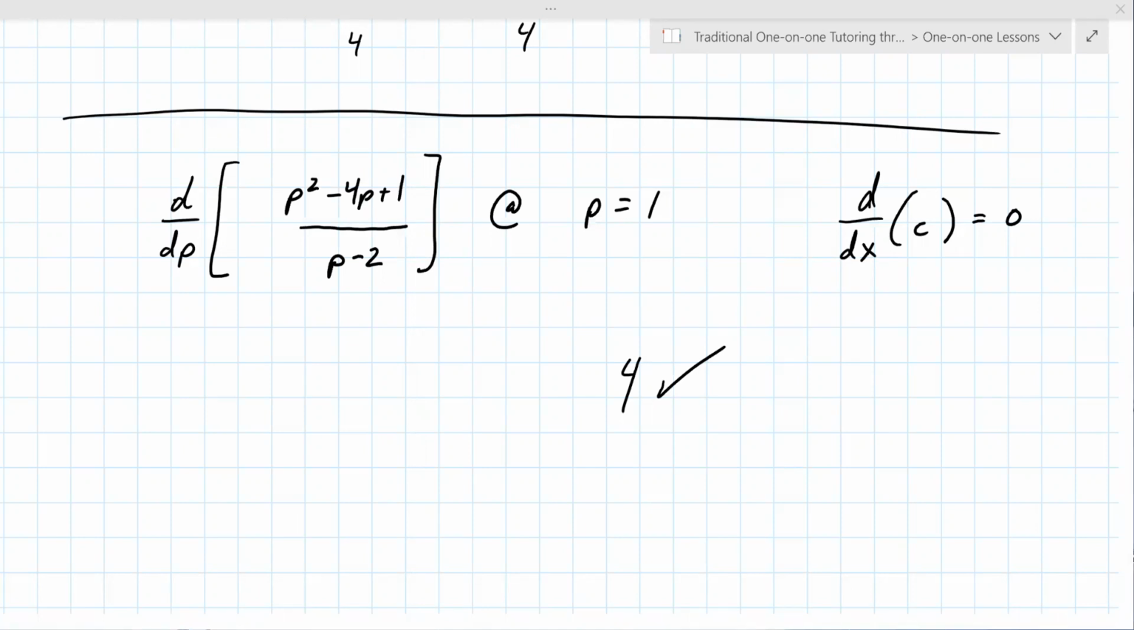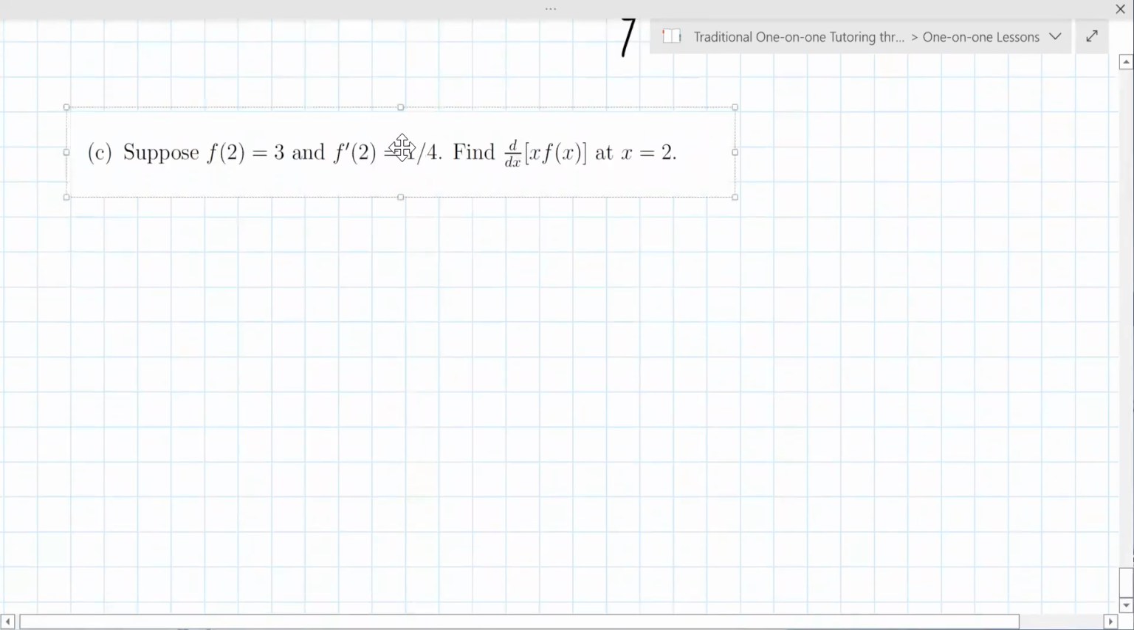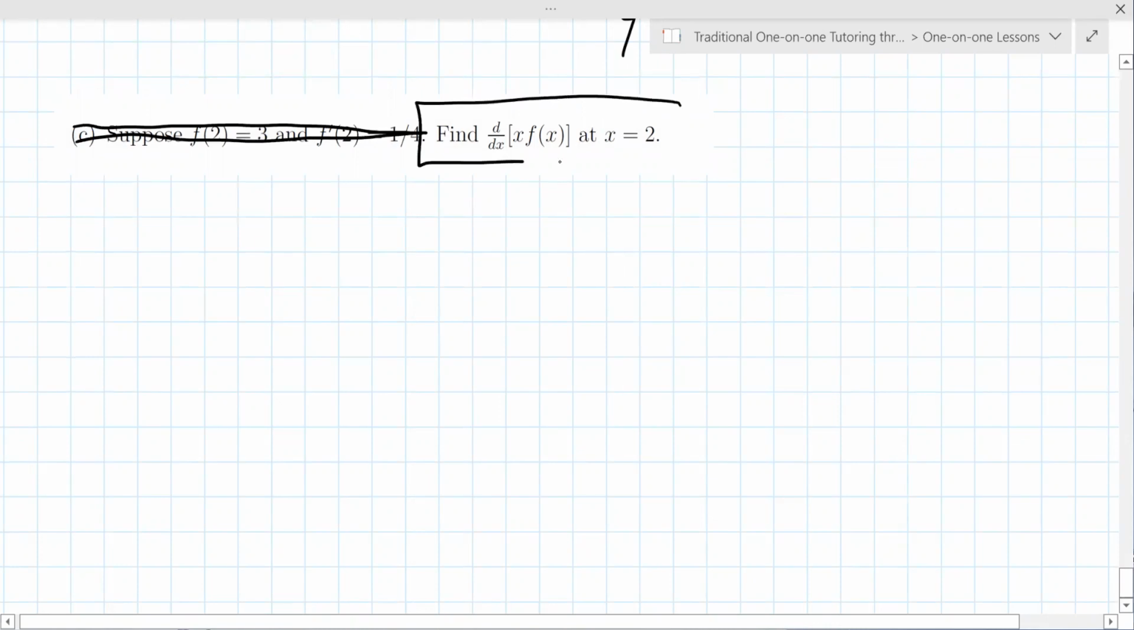All right, this next one is definitely more complicated, but it's doable. It just looks different. So forget about this stuff for the moment. Just focus in on this right here.